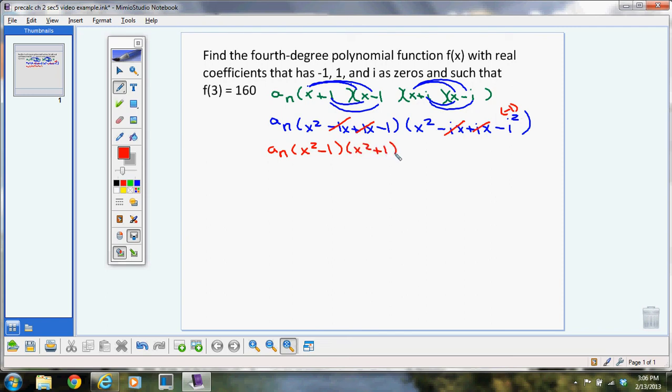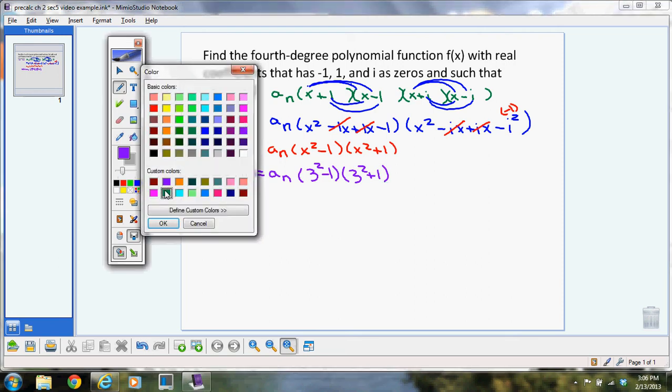Now we have it simplified enough that we can use the hint that they gave us. They told us that when x is 3, y is 160. So we can set it up this way. We're looking to find a sub n. So we do 160 equals a sub n times, instead of x squared minus 1, I'm going to do 3 squared minus 1. And instead of x squared plus 1, I'm going to do 3 squared plus 1.